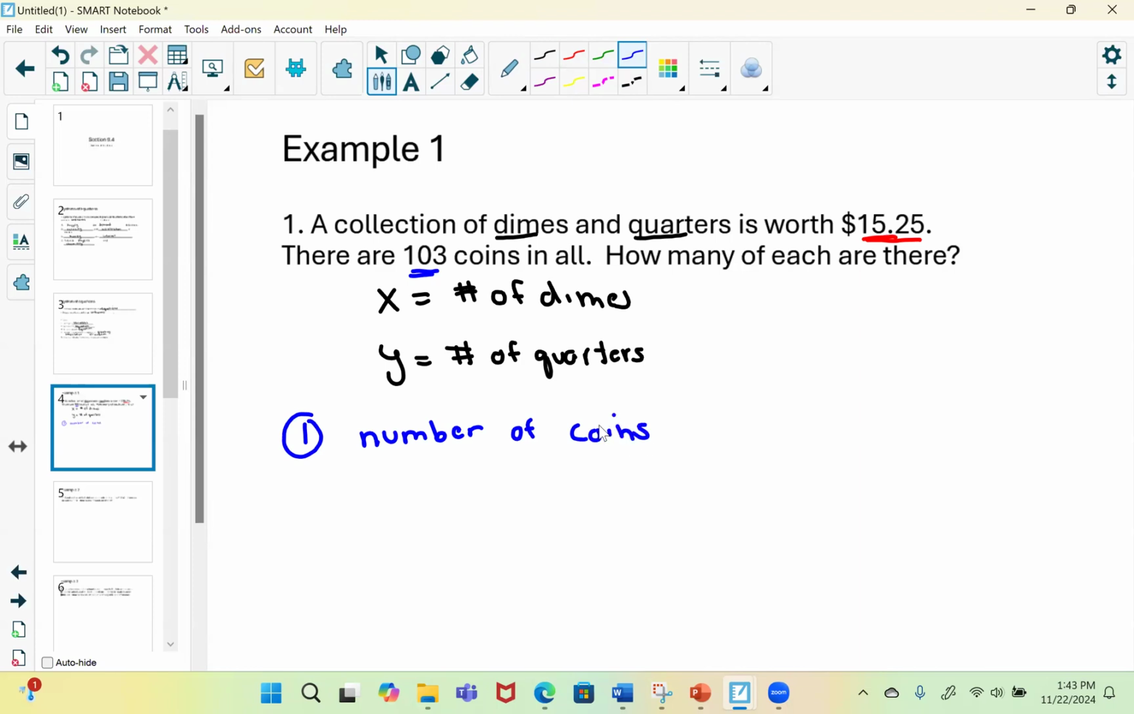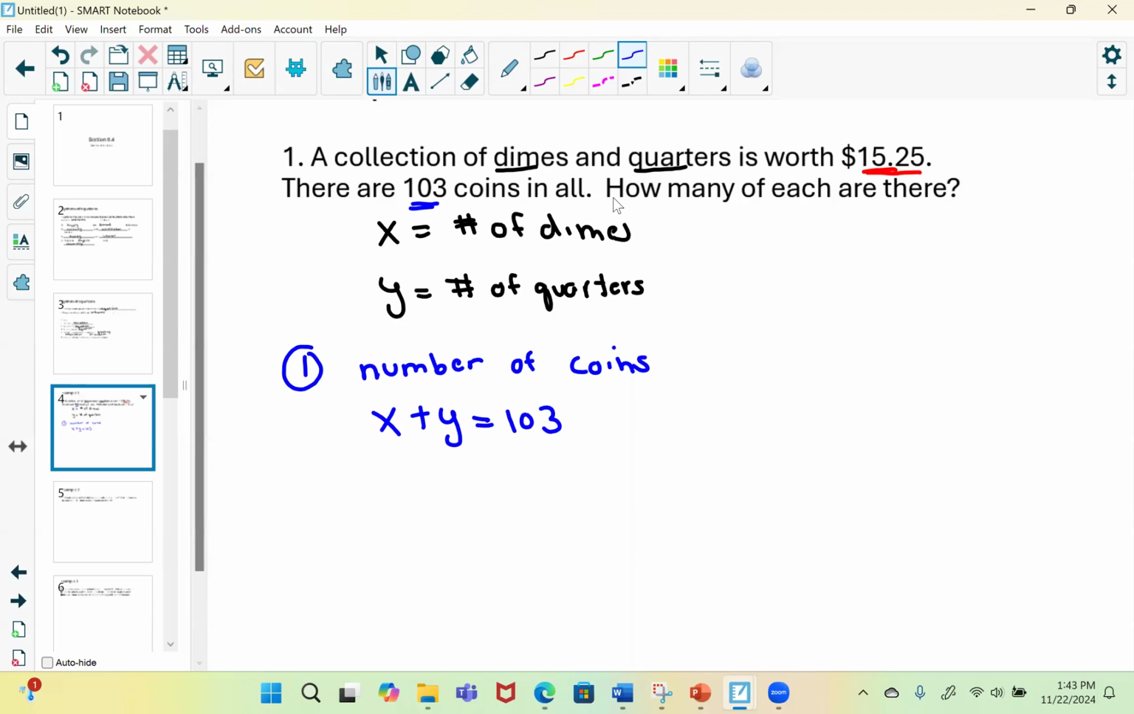then what my equation would look like is the total is 103. So if I took how many dimes and how many quarters, I would add those two together to get the number of coins I have, which is 103. So my first equation is just X plus Y equals 103. So that's based on the number of coins.